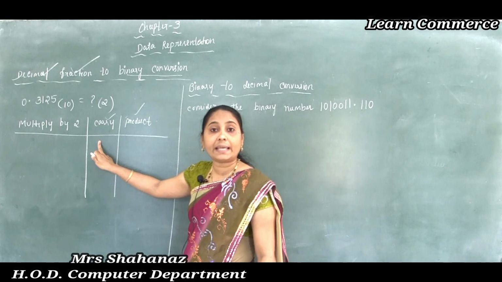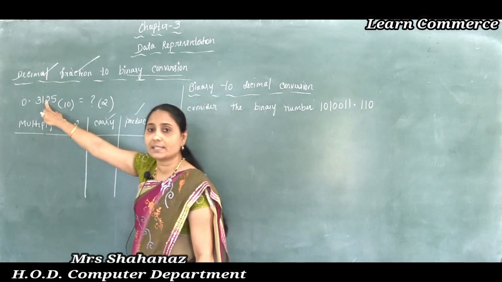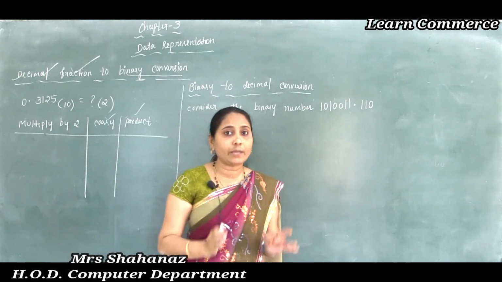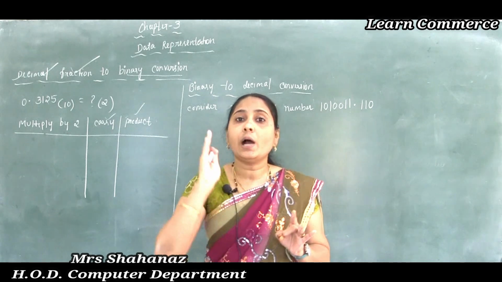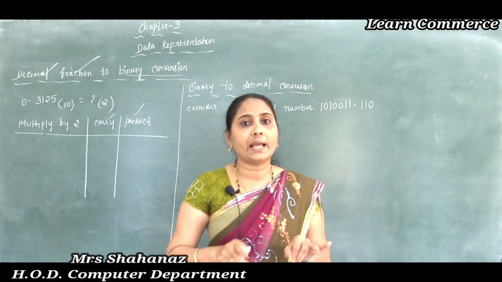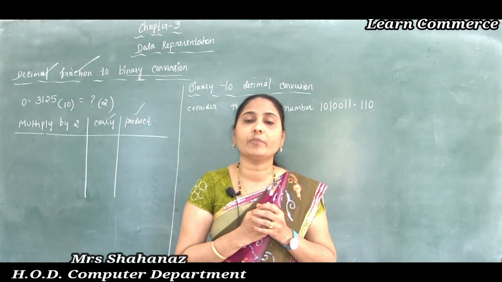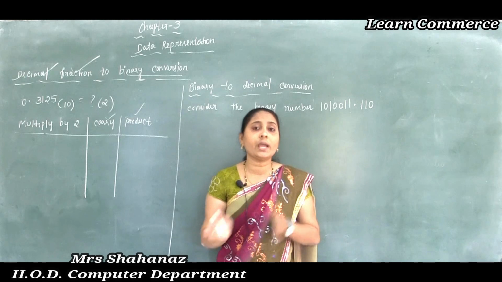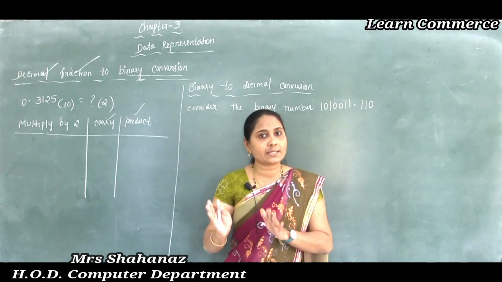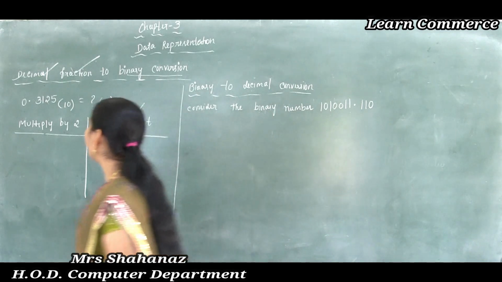Whatever carry we get while multiplying by 2, the first carry is our MSB, and the last carry is the LSB. As we know, we write from left to right, that is, from the MSB to the LSB. So, clear this one? Now we are going to solve this question.